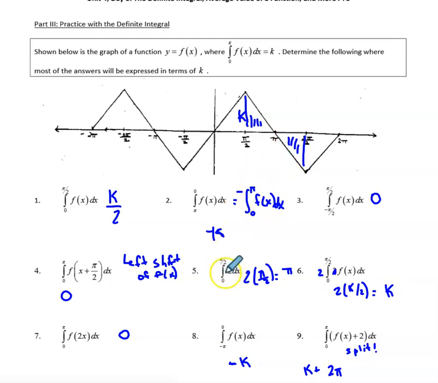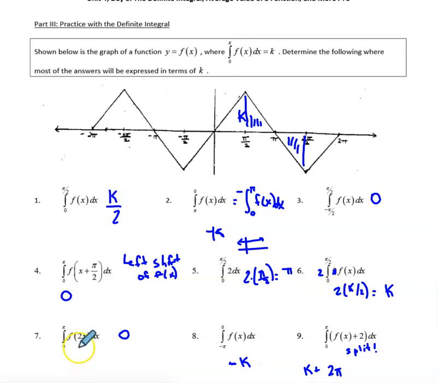The next one actually doesn't have to do with this graph at all. 2 is just a horizontal line, and so we are looking for a function with a height of 2 and a base of pi over 2 minus 0, so it's the area of a rectangle. 2 times pi over 2 equals pi. For number 6, what I did was take the 2 out and just put it out in front of the integral. Then I can find the integral of f of x from 0 to pi over 2, which I already had up in number 1, which was k over 2. Then we're multiplying it by 2, so we just get k.